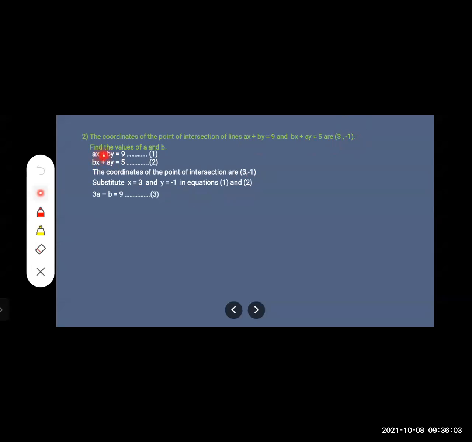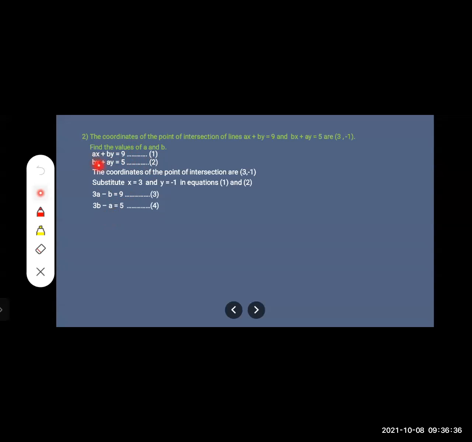So in x place, you will substitute 3. So it will become 3a. Then y place, you will substitute -1. So -1 into b, what you will get? -1b, that is nothing but minus b, equal to 9, as it is you write over here. Okay, students? Like this, you have to substitute for the second equation. Okay, students?